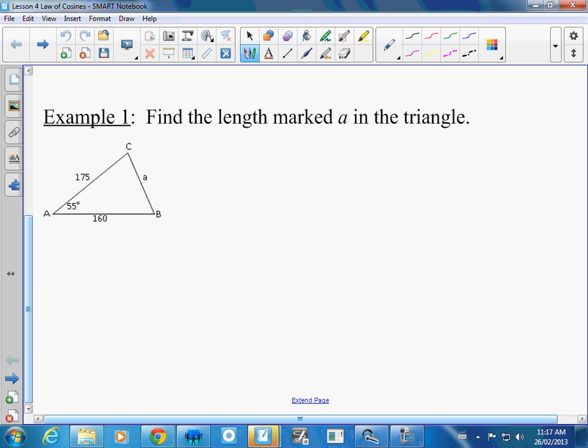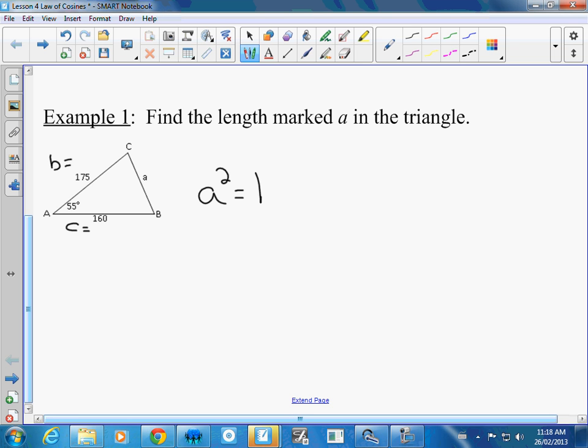Okay, 160 is... What side is that? Little c. B is the 175. A is 55, and that's A there. Oh, yeah, that makes sense. Okay, now I'm looking for little a. So what is my formula? What does it start with? A squared. If we start with A, what are the next two letters after that? B and C. Doesn't matter the order? No.